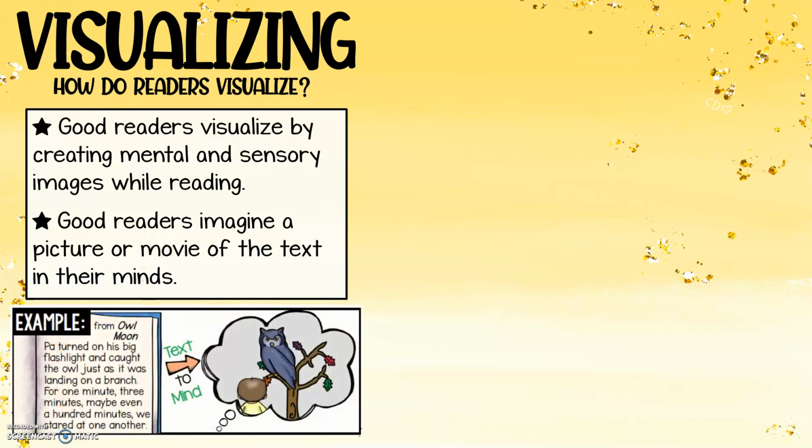So, an example. Here's a passage called Owl Moon. Pa turned on his big flashlight and caught the owl just as it was landing on a branch. For 1 minute, 3 minutes, maybe even 100 minutes, we stared at one another. So you can see this is a visual image of the reader of what that text is talking about.